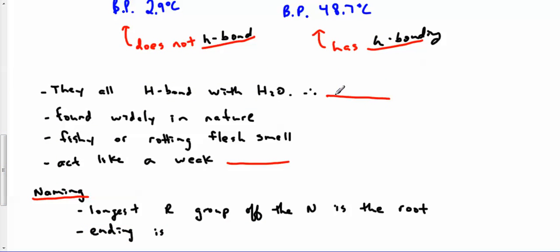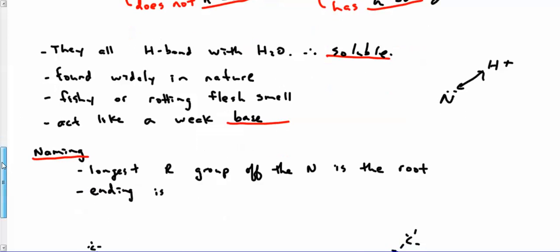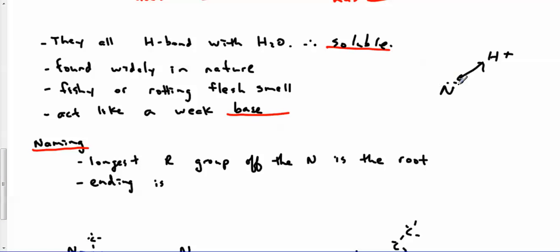They all hydrogen bond with water, so they will be soluble in water. They're found widely in nature. When you smell that fishy smell or rotting fish flesh smell, that's an amine. And they act like a weak base. Because if I have N and there's H plus ions floating around in solution, these things will be attracted to each other, and basically this N will take these out of the system.